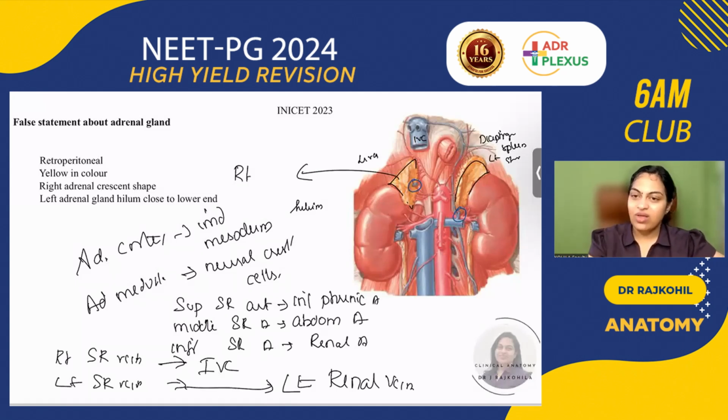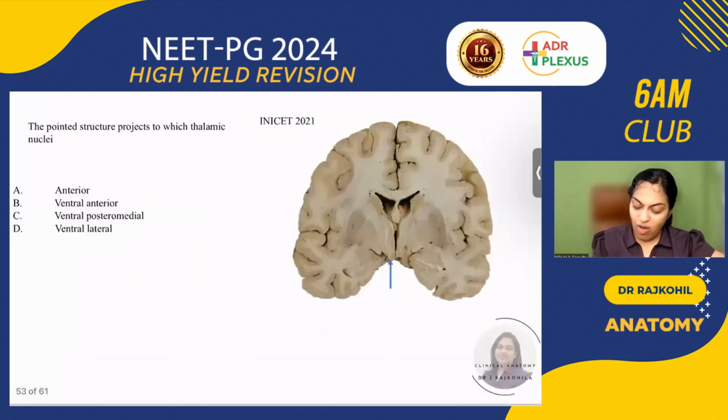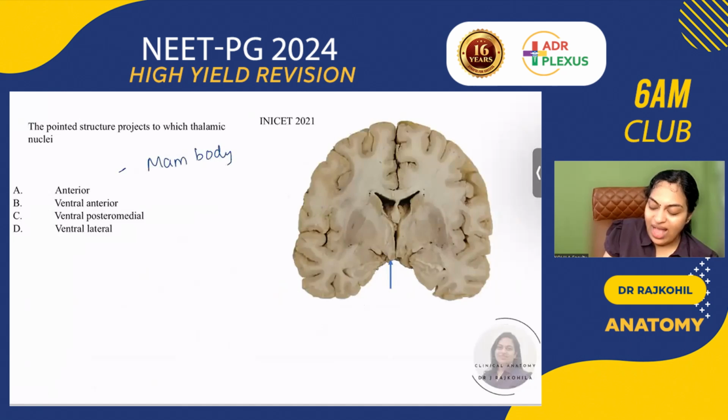Okay. So suprarenal histology is also important. You must have seen through it, right? This one, the pointed structure projects to which thalamic nuclei? What structure is pointed out here? What is pointed out there is the mammillary body projecting to the anterior thalamic nuclei.